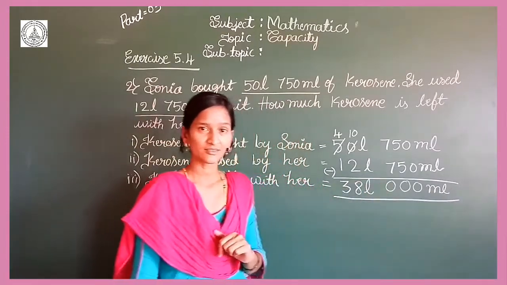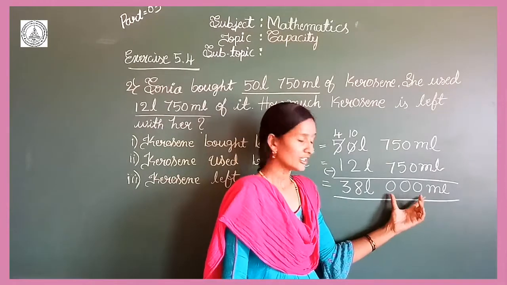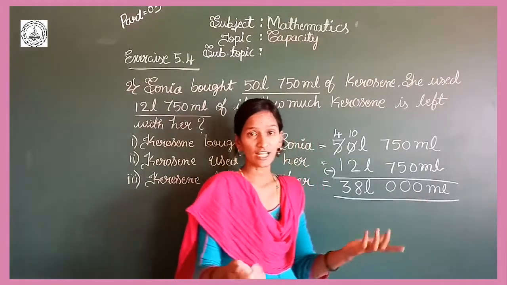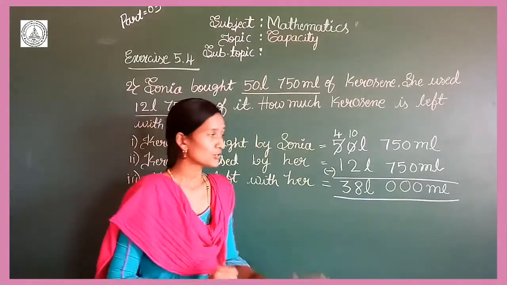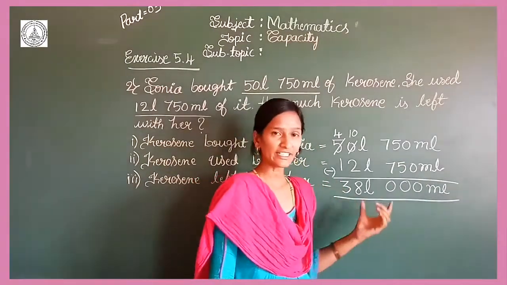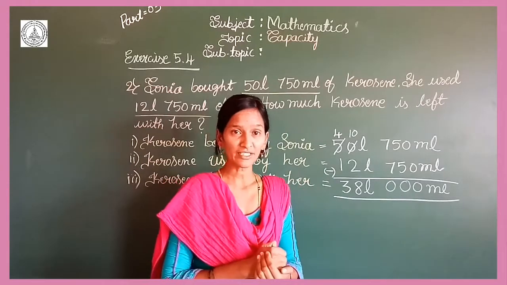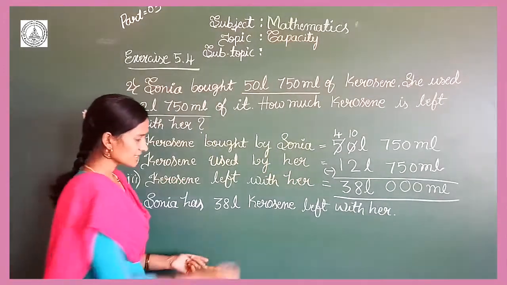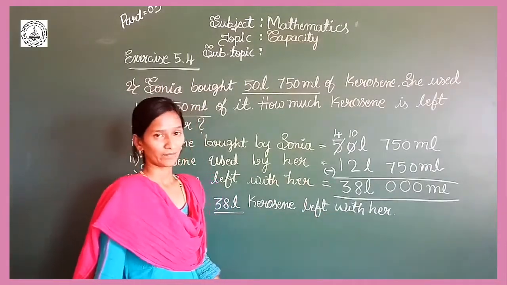Is this correct? No. Students, observe the milliliter part. Here the difference is 0. Right? So 0 means nothing. It doesn't have any value. Okay? So leave this milliliter part. We just read it as 38 liter. Okay? So what is the conclusion statement? Students, this is the conclusion statement. Sonia has 38 liter of kerosene left with her.